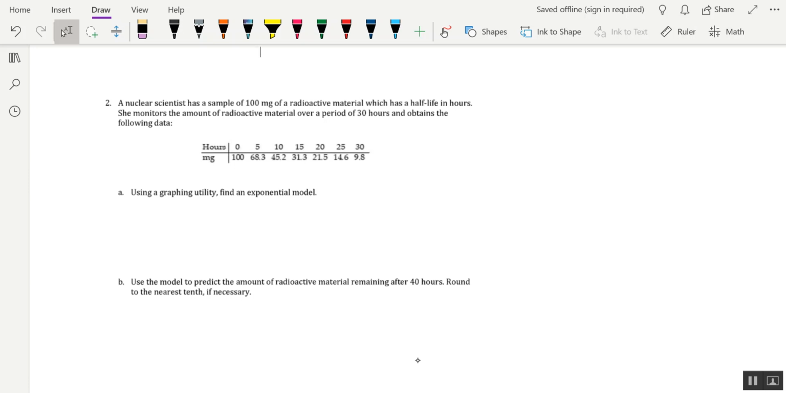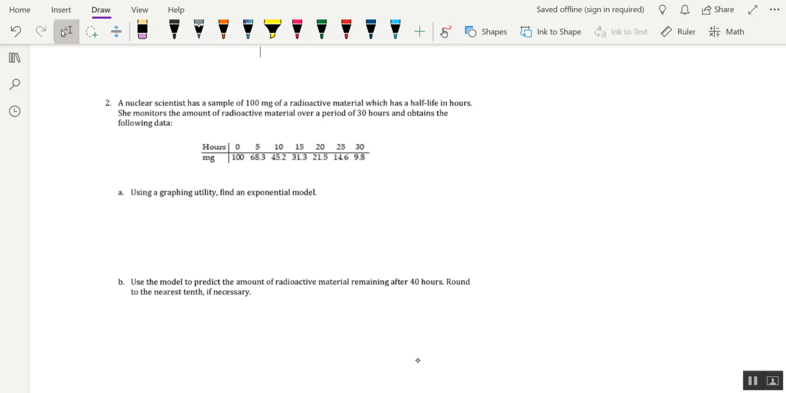It's Mr. C here, and in this video we are going to take the data provided in the table and fit an exponential model to it, as well as utilize our model to predict how much of the radioactive material will be remaining after 40 hours.